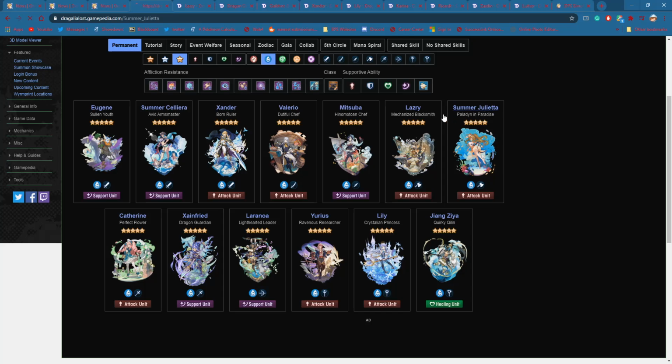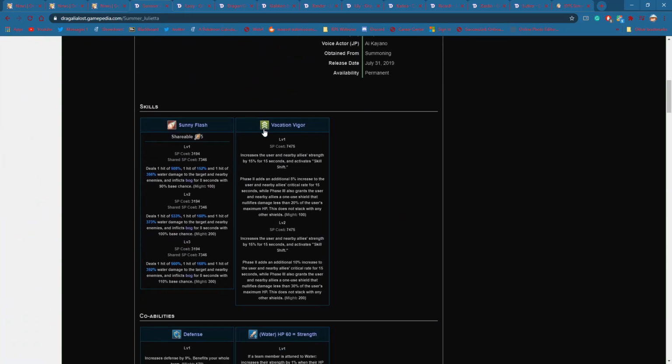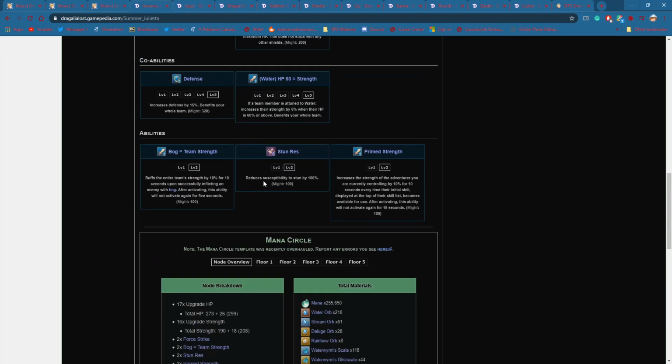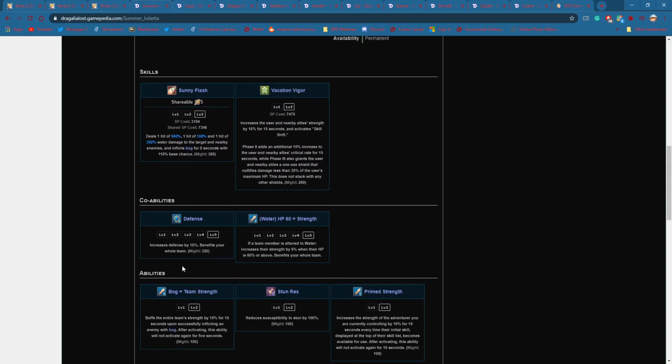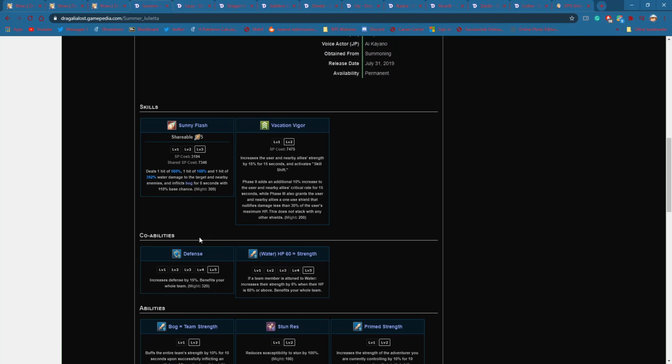Summer Julieta was one of the more sleeper units when she first came out, because she's stun res, and she really focused on bog equals team strength, which, I mean, at the beginning when she first came out, we were talking about Hybrid Honda, and Hybrid Honda could only be bogged once.